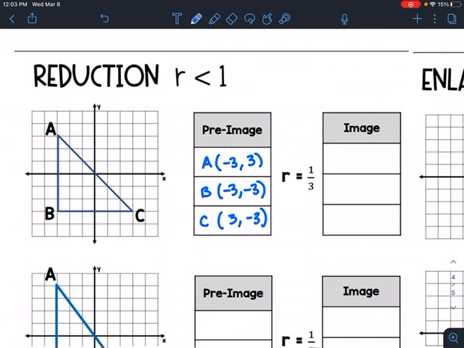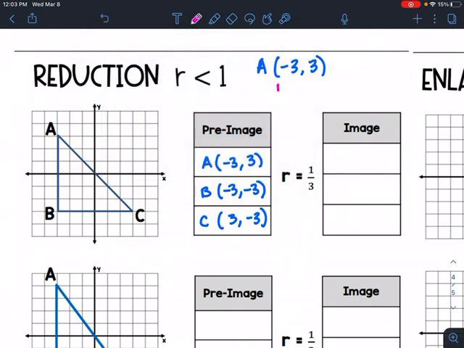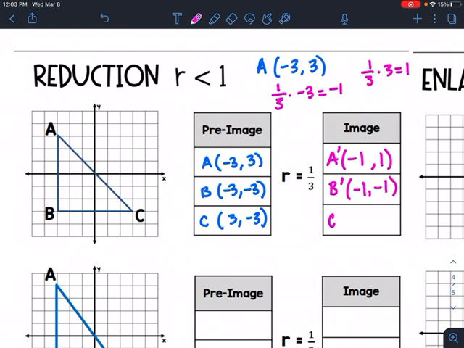Okay, and we want to reduce this triangle by 1/3. So I'm going to take my coordinate -3, 3, and multiply that coordinate by 1/3. So 1/3 times -3 is just -1. So A prime is going to be at -1. And then 1/3 times 3 is just 1. So A prime is -1, 1. B prime is -1, -1. C prime is going to be 1, -1.